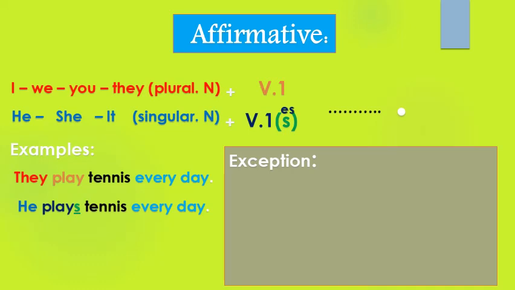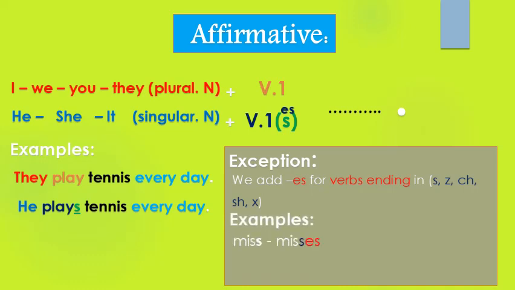Okay, so here we have an exception when we add es. So we add es for verbs ending in s, z, ch, sh or x. For example, miss, misses, watch, watches, wash, washes.